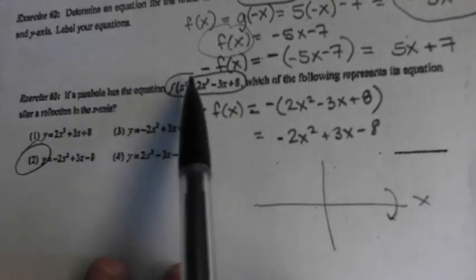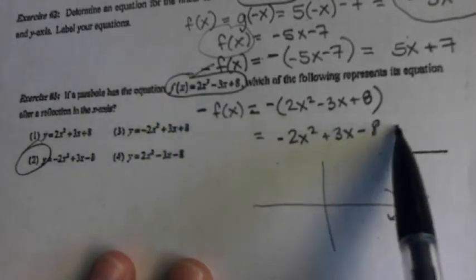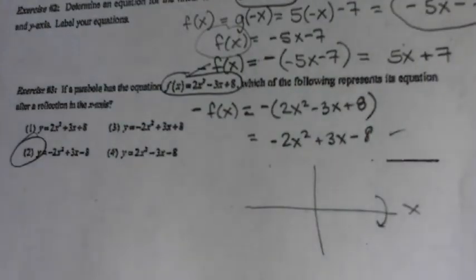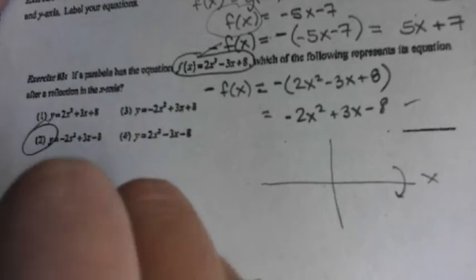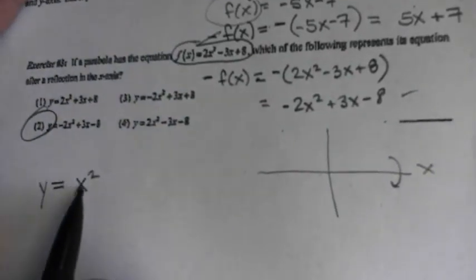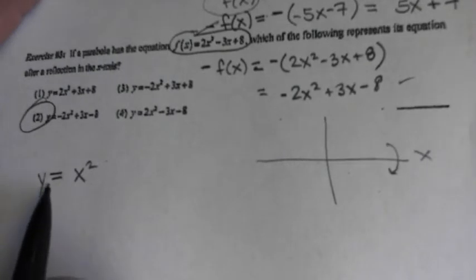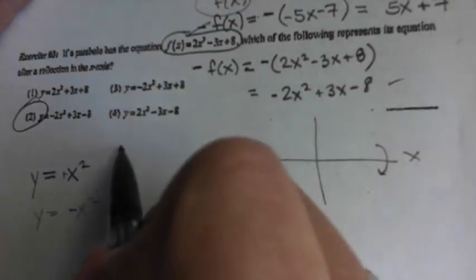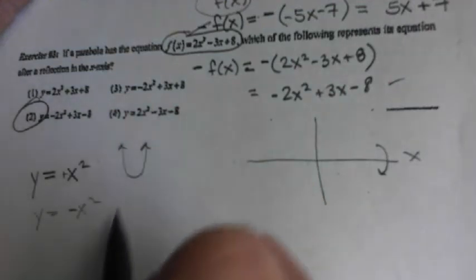And again, I could graph that parabola for you, and you would verify that it did flip over. Let me ask you this. What do you guys know about the direction a parabola opens if it's y equals a positive x squared versus if it's y equals a negative x squared? Doesn't the positive one face up and the negative one face down? Very good. Opens up, opens down.